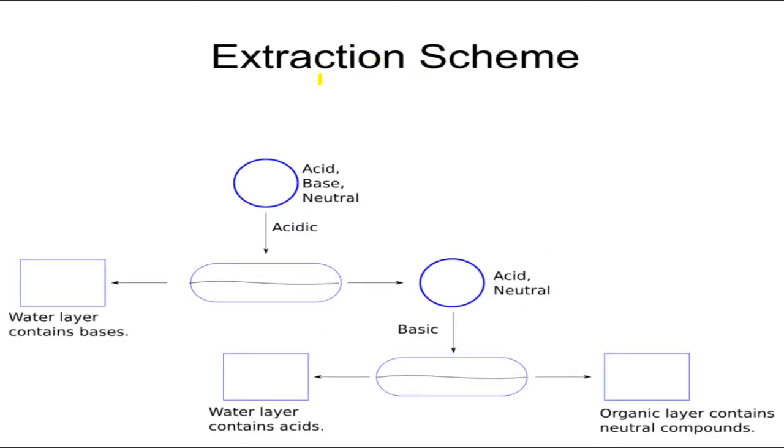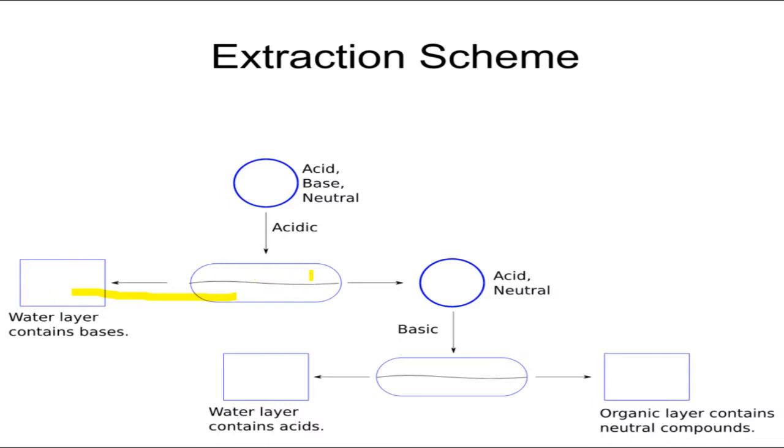Here's a better looking scheme. You're starting off with this, let's say in an organic solvent. Acid, base, neutral. Make it acidic. What happens? Base turns into an ion. You have your organic layer here, your water over here. If here's your water, the water will contain the base. Remember, the base will turn into an ion in an acidic solution. So you turn it acidic, your base will be an ion, base will be in the water. Separate the water, you now have all your bases in one container.